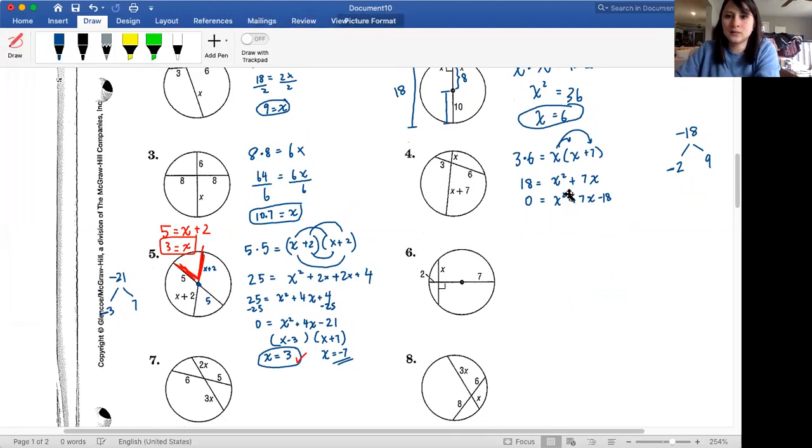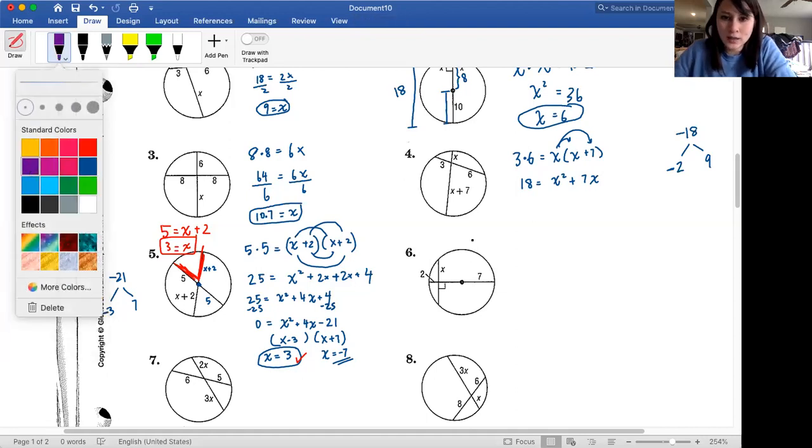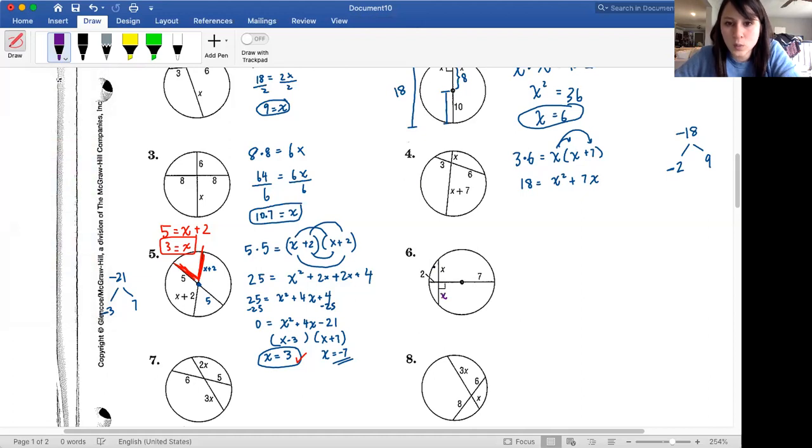Maybe I'll use a different color so it stands out as well. I'll use purple. So number 6 here, we first have to decide, well, okay, this is x, and this is going to be x as well, because we know this to be true by a chord being bisected by a radius, and that's something we learned from a previous lesson, but these two are going to be congruent. But now we need to know, okay, what is this little part going to be?